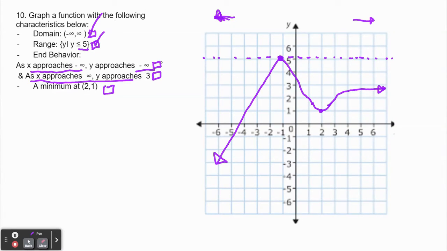Check. As x approaches negative infinity, y approaches negative infinity. So as we go to the left, it is going down. As x approaches positive infinity, y approaches 3. So as we go to the right, y is getting closer and closer to 3. So check and check. And then we have a minimum at (2, 1). Check. And there's our perfect, if not purple, graph.